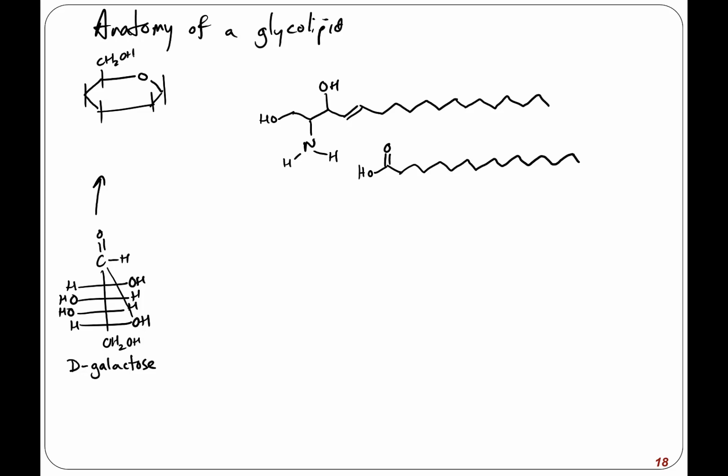And let's just call it beta. It could be alpha or it could be beta. In this case, it'll be easier to draw out if we draw it beta. So then we'll put H here, and then it would be down, up, up, right? Down, up, up with our OHs, and we'll put our H's everywhere else. And so I guess we would call this then beta D galactopyranose.